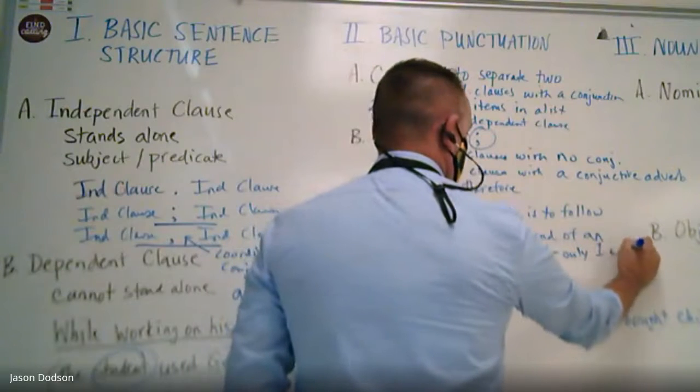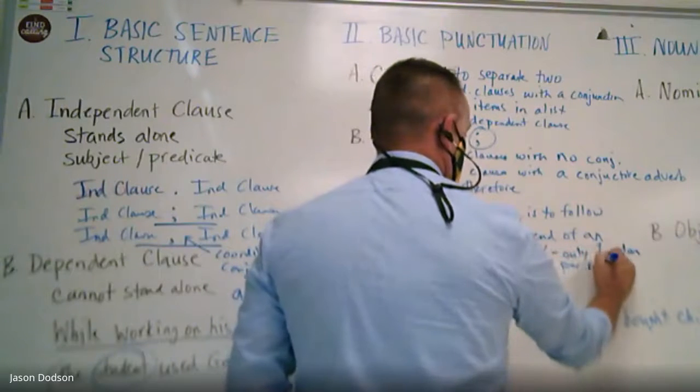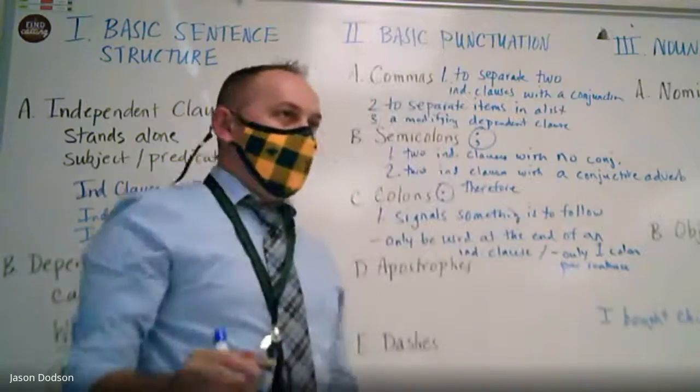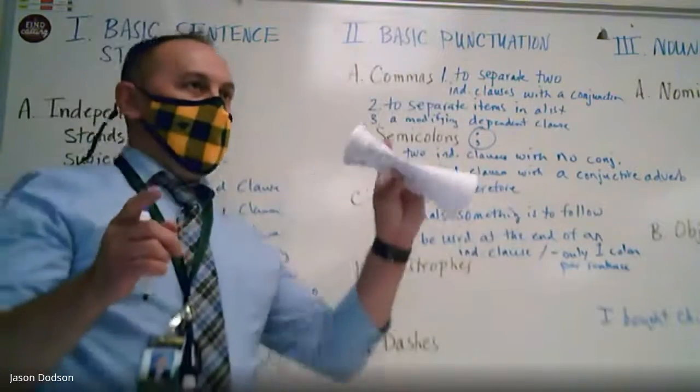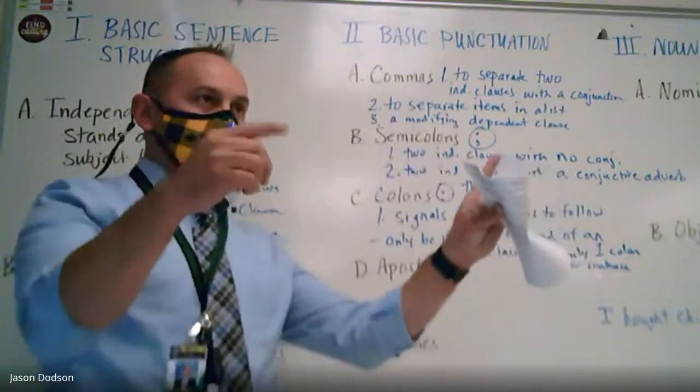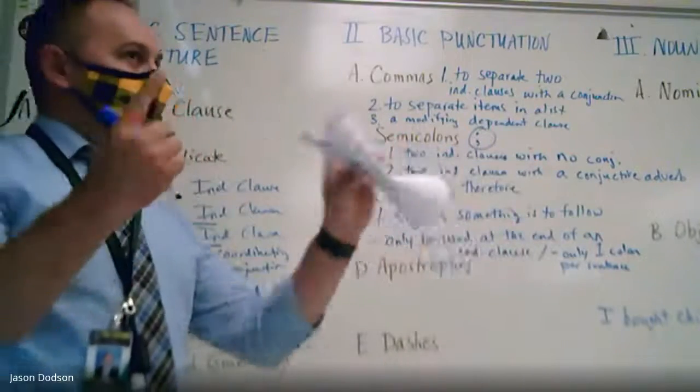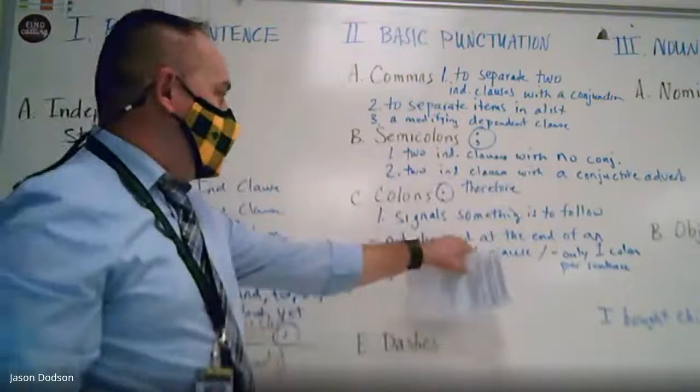So it's only used at the end of an independent clause, and you're only going to use 1 colon per sentence. So like we said earlier, if you have an interrupter, you can't have it punctuated by a colon on one side, a colon on the other. You can only use a comma or a dash there. You cannot use a colon that way.